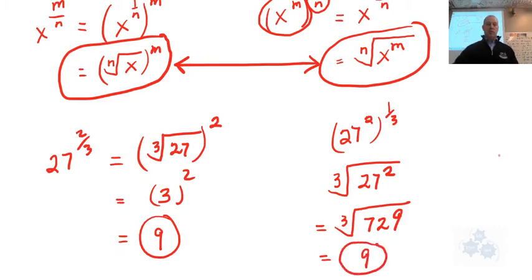Okay? So this is part of the beauty of math. You can write the same thing different ways. They look totally different, but they're the same.